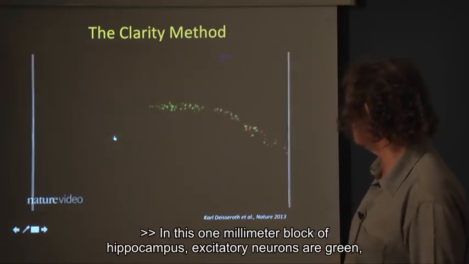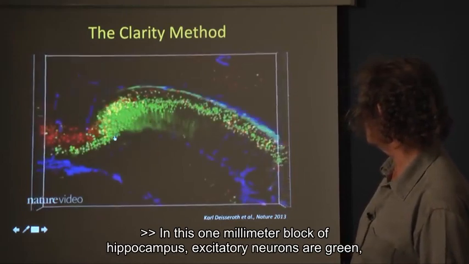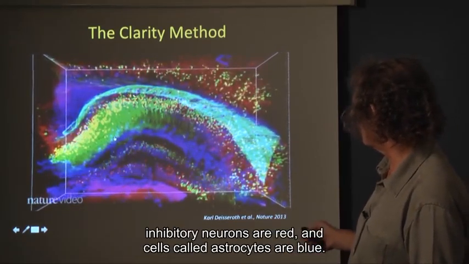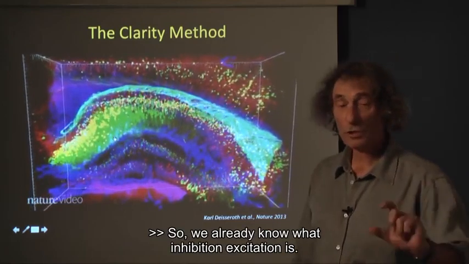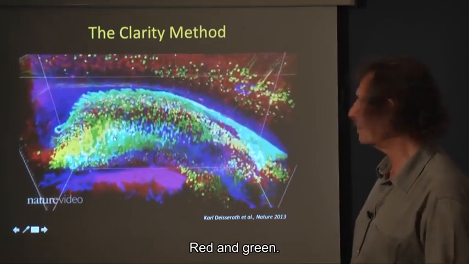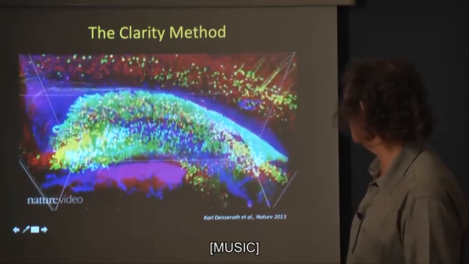In this 1 millimeter block of hippocampus, excitatory neurons are green, inhibitory neurons are red, and cells called astrocytes are blue. So you already know what inhibition and excitation are. So here are the excitatory and inhibitory cells, red and green.